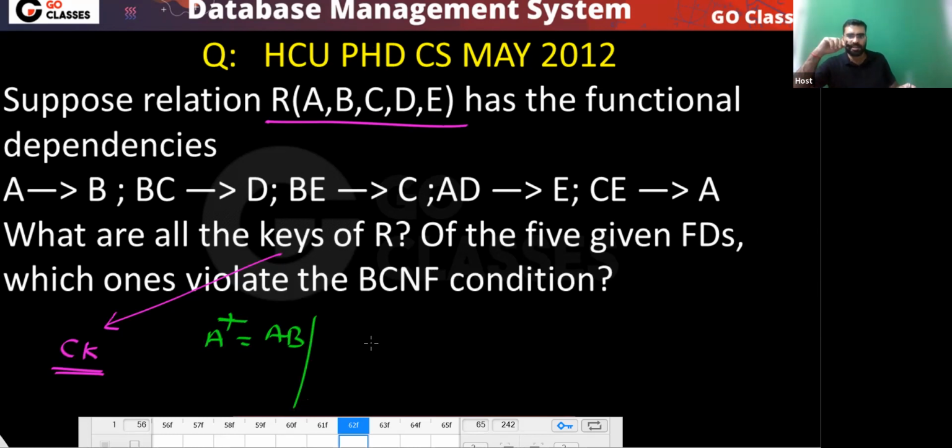So what should you check now? You don't have to check AB. Can you notice you don't have to check AB, because AB cannot give you anything?